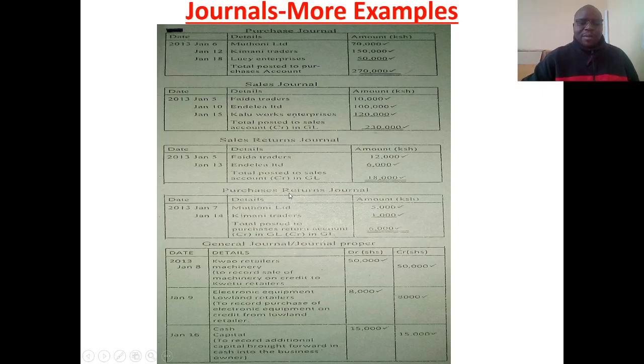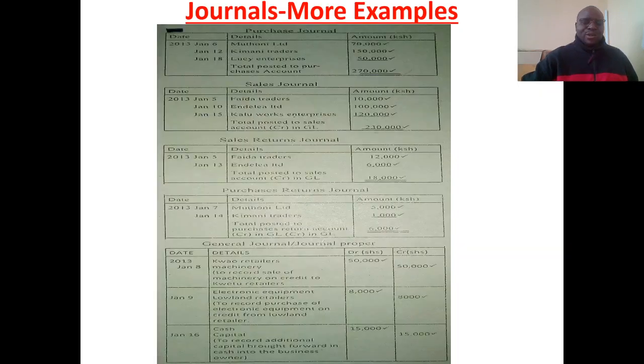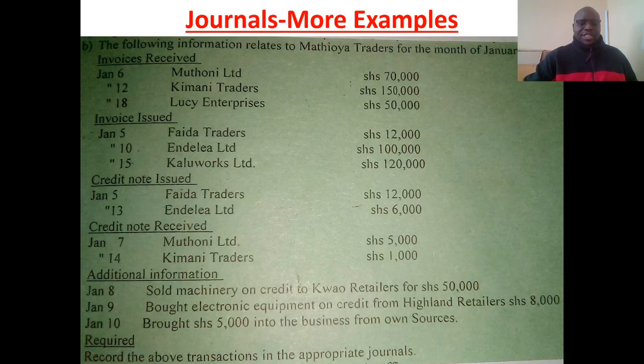Then we have the purchases returns journal. Madhya Traders returned goods to Mudhoni Limited and Kimani Limited on the 7th and 14th equivalent to 5,000 and 1,000 shillings respectively, and the total is 6,000, being a record of purchases returns to these persons. And then there is additional information on 8th January, 9th January and 10th.